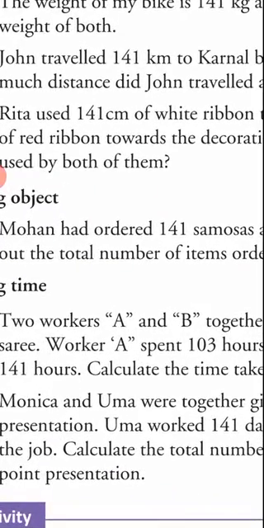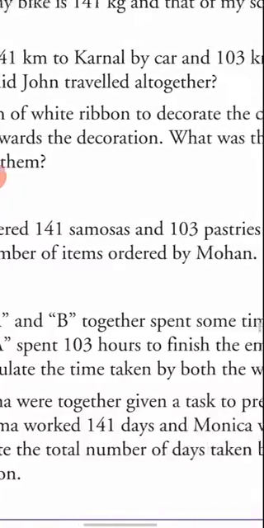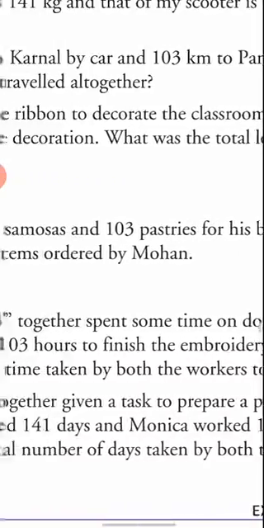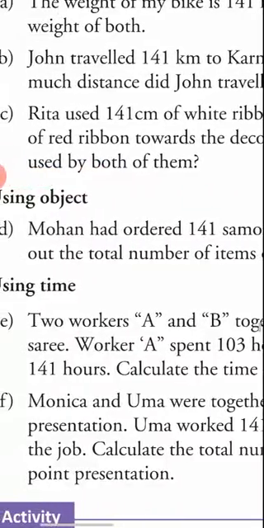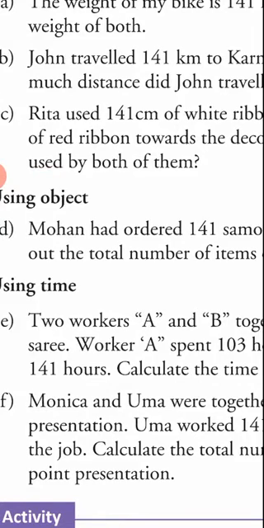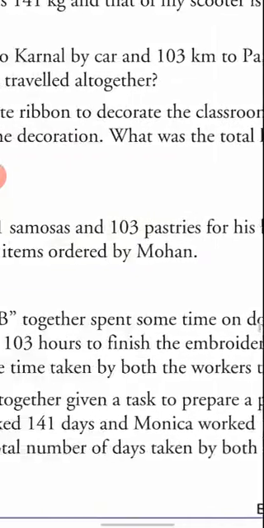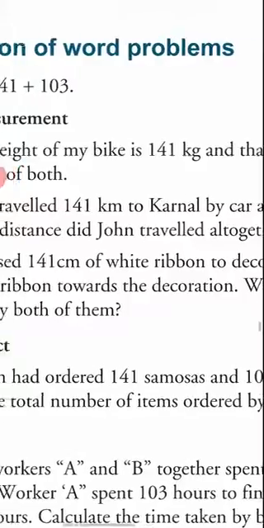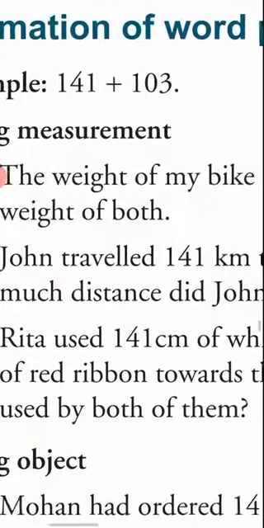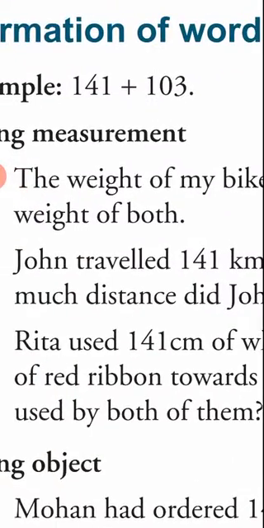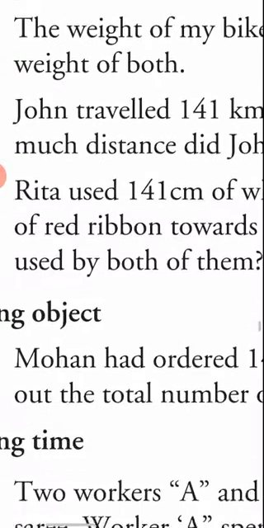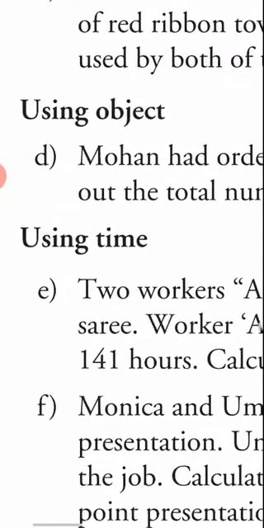Now you can see Rita has used white ribbon and Anita used red ribbon. So in total also, to get the answer, you will just add 141 and the next, that is 103, and this is the requirement of your question, in which you have to show 141 plus 103. So you will form a word problem. I hope this is clear to everyone.